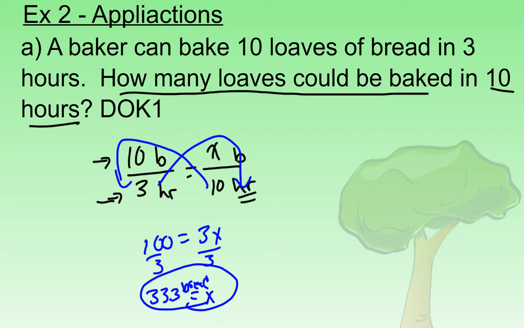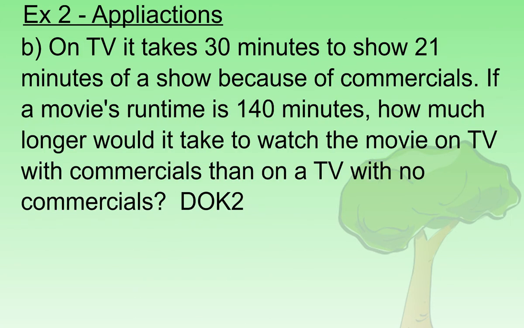All right, letter B. It says, on TV, it takes 30 minutes to show 21 minutes of a show because of commercials. And that's actually true. If you watch a TV show like, say, SpongeBob, and the show runs for 30 minutes, you're only actually watching 21 minutes of SpongeBob. The rest of the time are commercials. Okay, so that's kind of what it's saying.